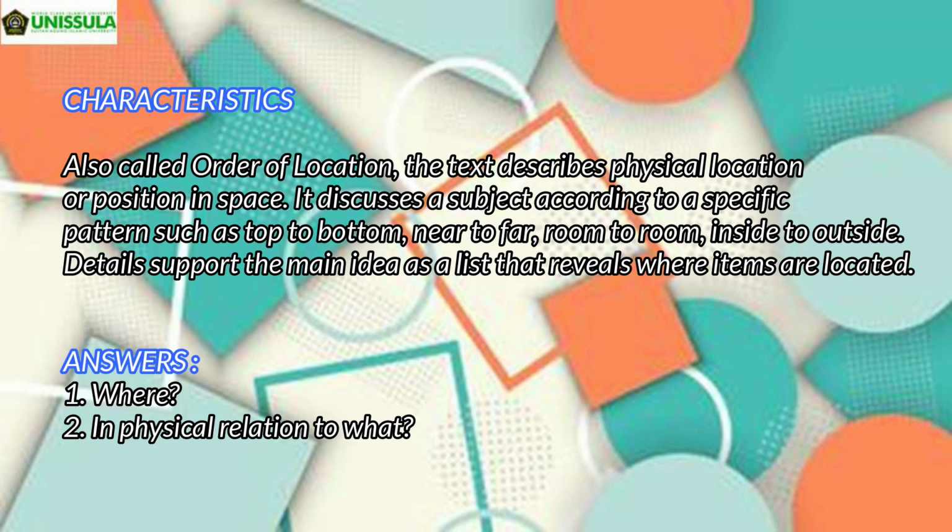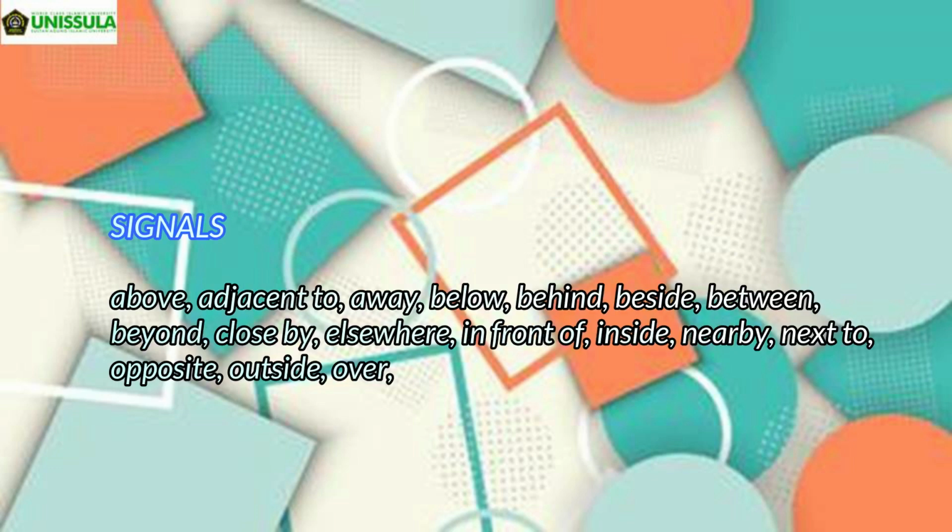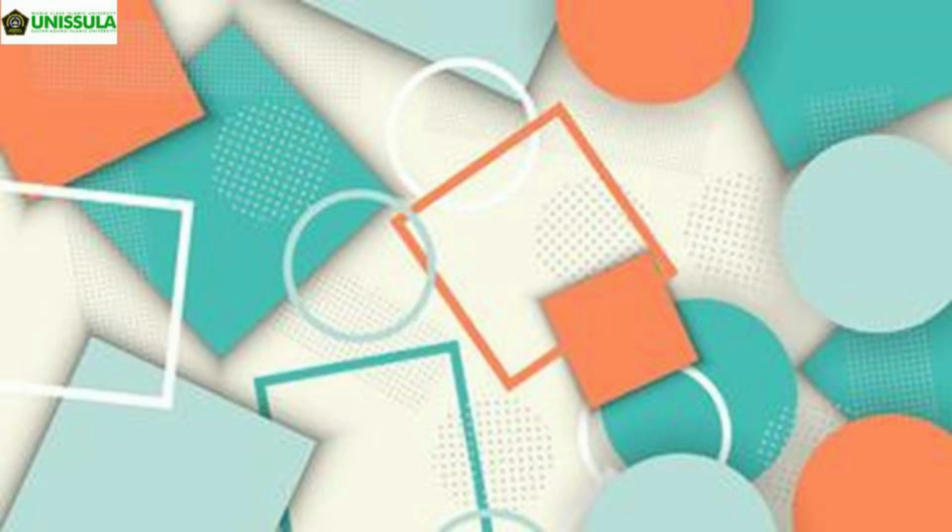Okay, this pattern will answer the following questions. There are two questions that should be answered with this pattern. Where, and in physical relation to what? Okay, this is about the two questions that you should answer. And then this is the signal. The signal words that you can use start from above up to recount. And then there are two examples of paragraph here.